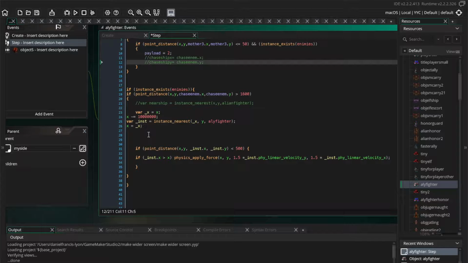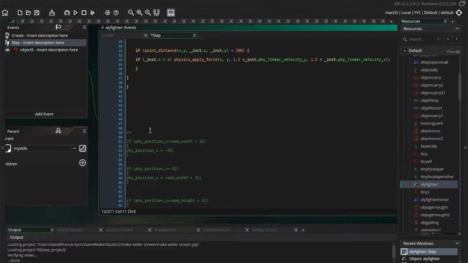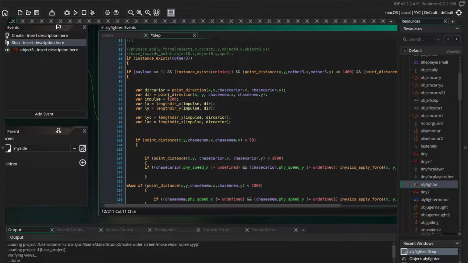I'll skip this because this is really about just making ships spread out. Basically, if fighters get too close to each other, they might sometimes spread out a bit. It's not super important. So here we go.